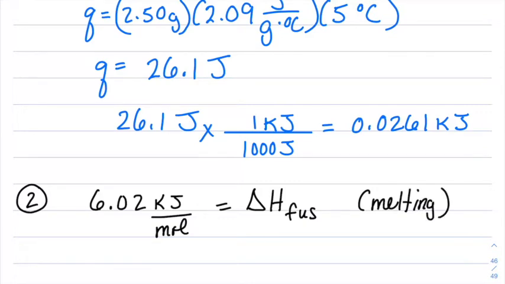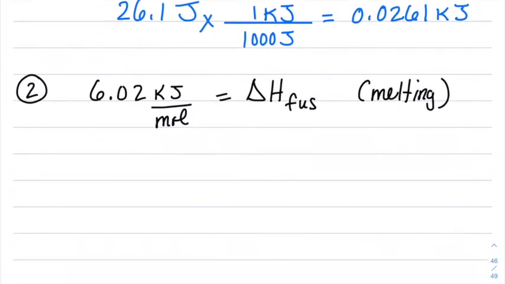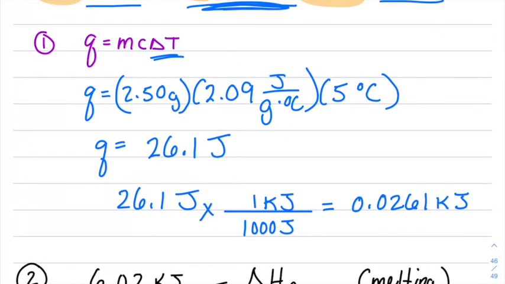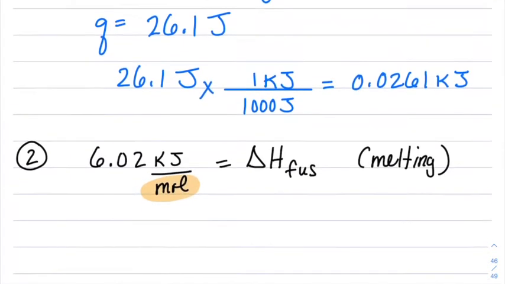Here we have a slightly different situation, and that is because we have moles. Last time, back up in our Q equals MCAT, we were dealing with grams. But now we're dealing with moles, so we're going to do a conversion. We're going to convert that 2.50 into moles.